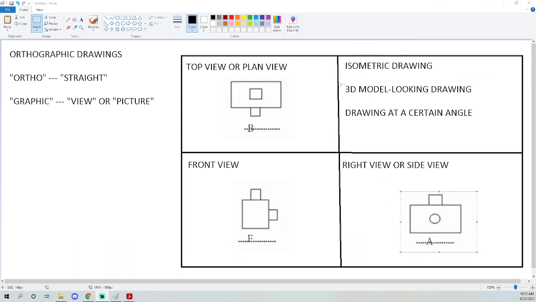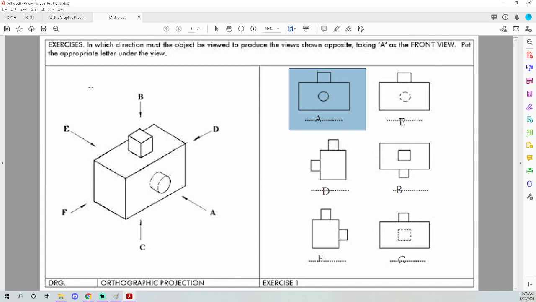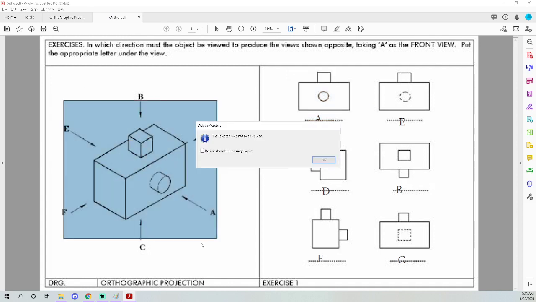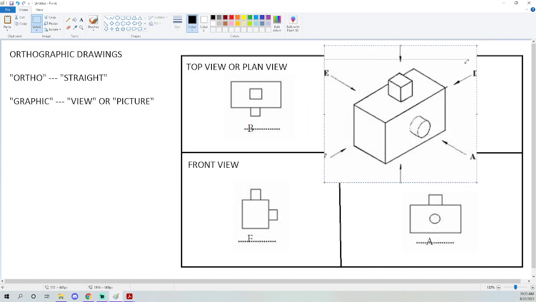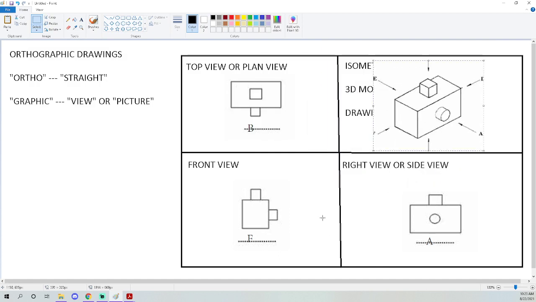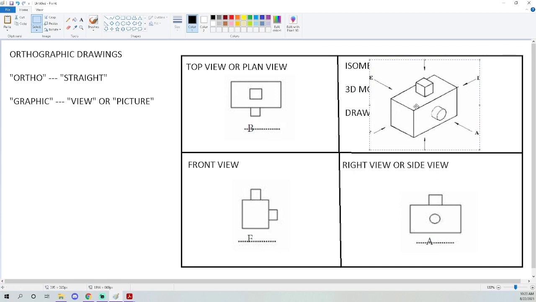All right, and then I told y'all the isometric. The isometric is actually the 3D model. So it's the full 3D drawing. So our isometric in this case would actually be this. All right, so if this was hand drawn with a ruler, this would be our orthographic drawing. We have our top view, our front view, and our right side view.